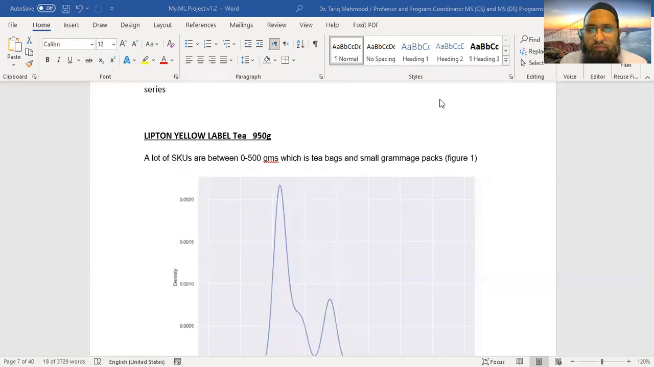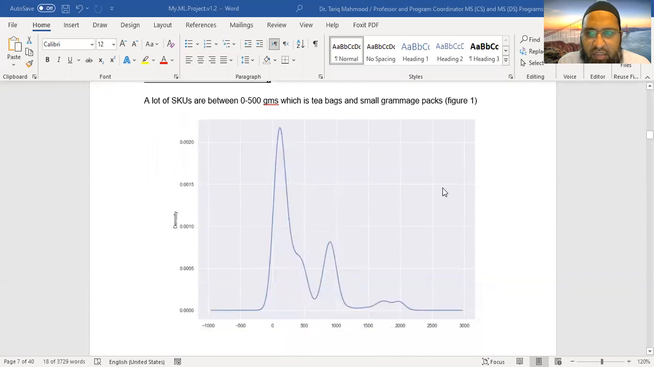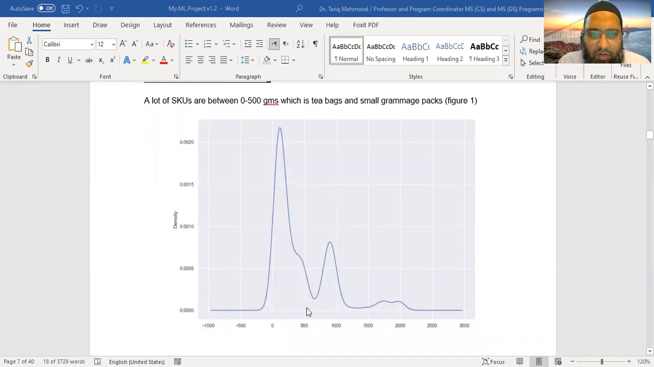So this is the first analysis. These are the SKUs that are being offered by Lipton. You can see that there's a lot of SKUs being offered between 0 to 500 grams, and between 500 and 1000 as well, but just a third of that. Very few SKUs are being offered which are more than 1 kg. And obviously below 0 kg is nothing, we have just 0 there. So that shows that between 0 and 500 grams, there's lots of SKUs being offered.